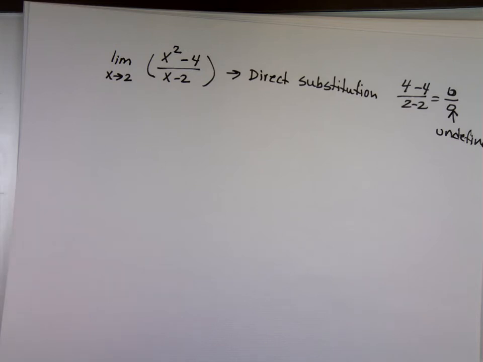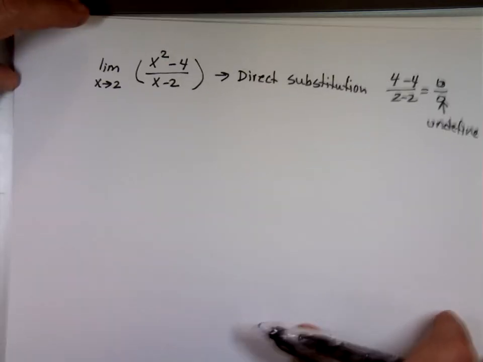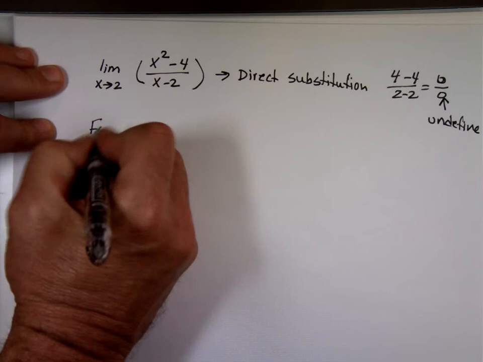So direct substitution did not help me here. I need to look for other ways. I mean, I can do a table, but trust me, I don't want to use the table. As I said, that's my last resort. So what can I do? Factor. I like that answer.